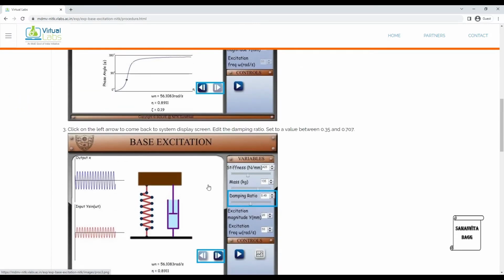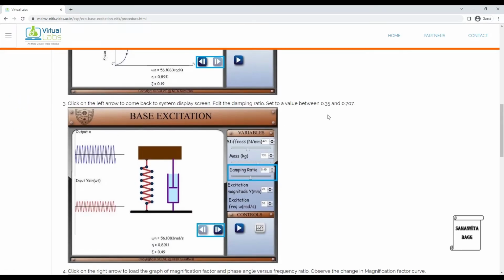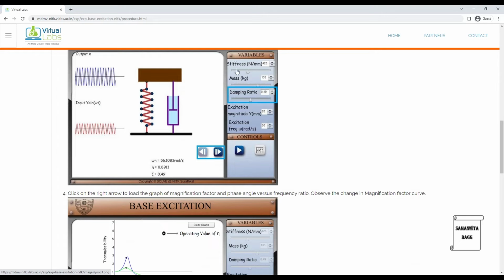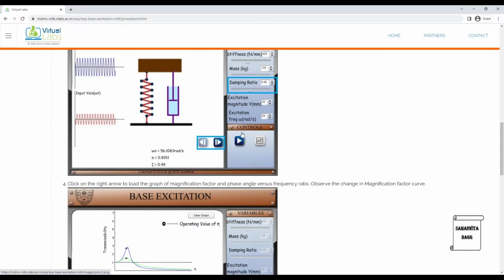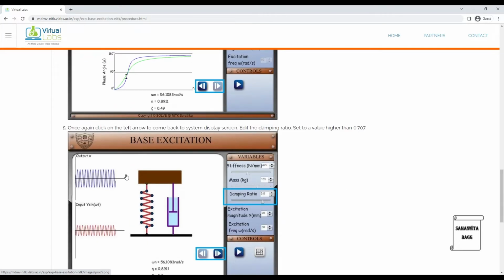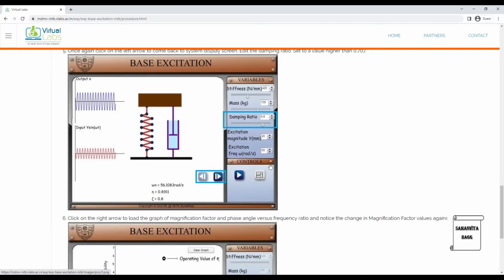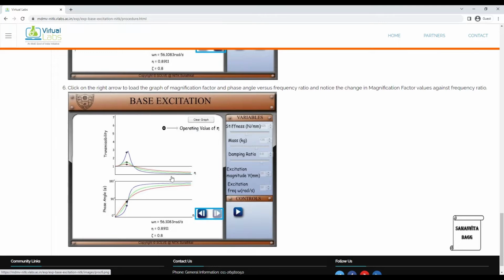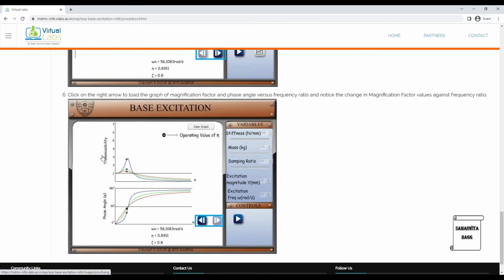Next, we are going to give a different value of zeta, which will be between 0.35 and 0.707, and we will obtain another graph. We will keep the value of stiffness, mass, excitation magnitude, and excitation frequency the same. We are not going to change those values. Then we will see a graph like this for the second value, and then again we will change the value of zeta, which will be greater than 0.707 now, and we will find out the graph for it. So that's all we are going to do here.